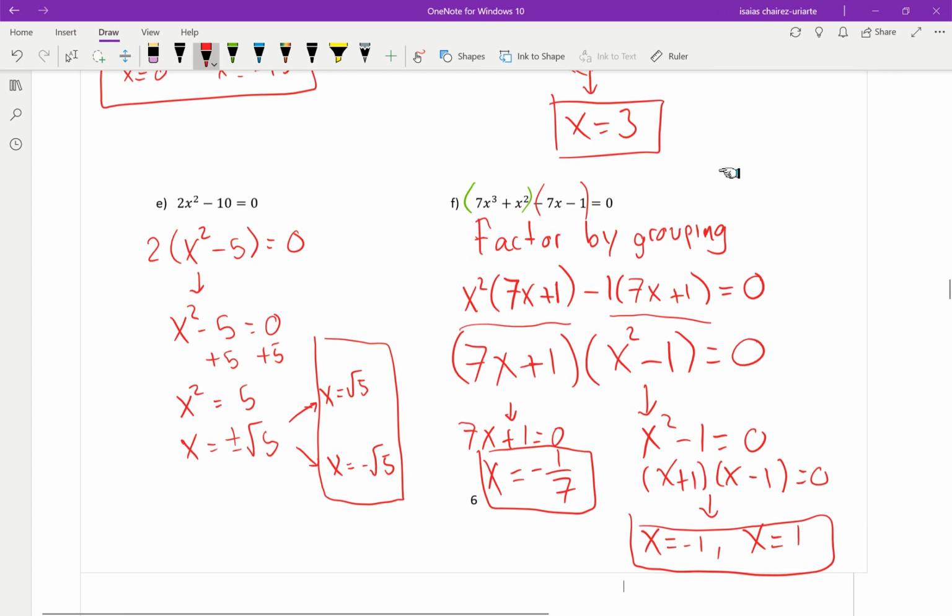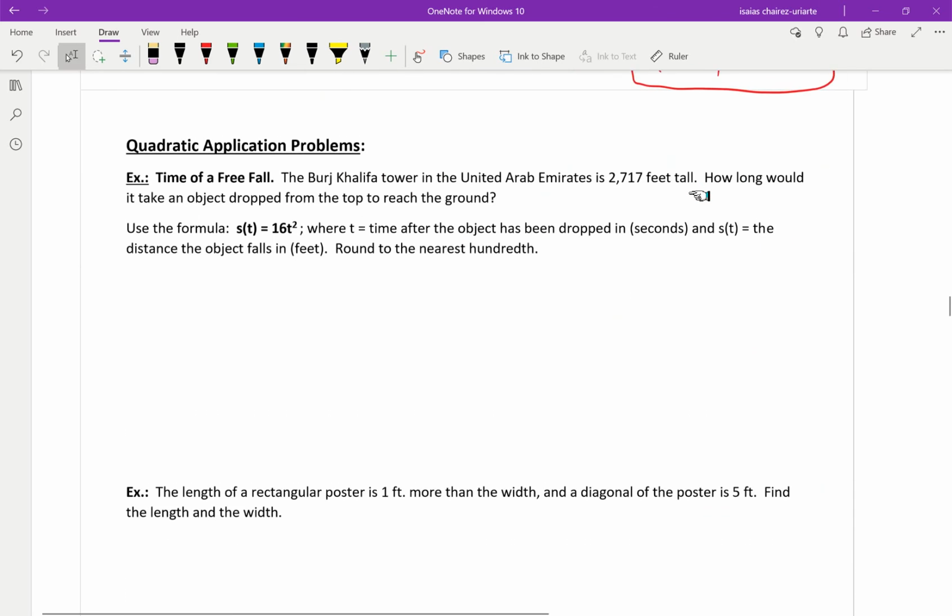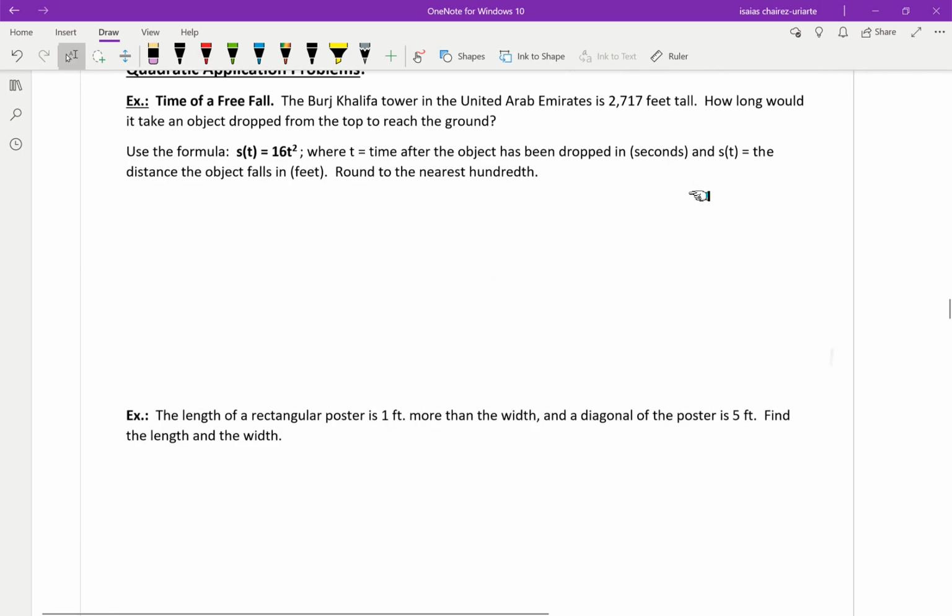This one was a little tricky, but I'm sure you were able to persevere through it. All right, last little bit in this section. Let's talk about applications. Let's talk about some applications.